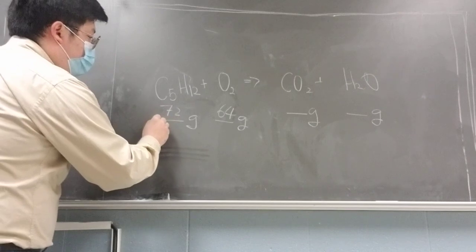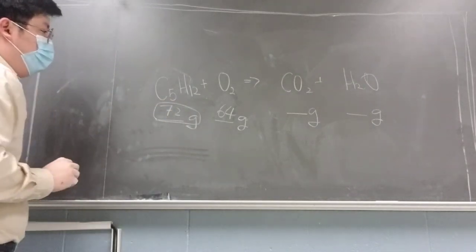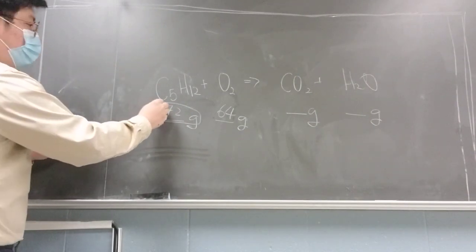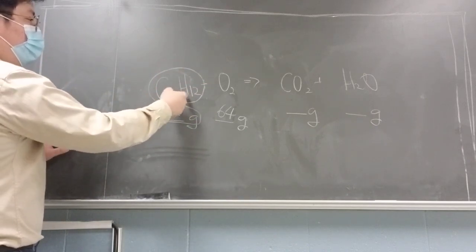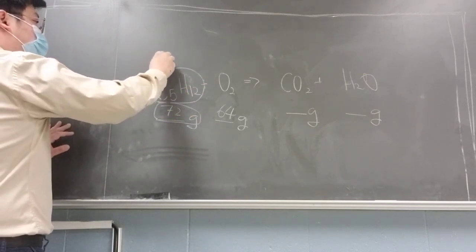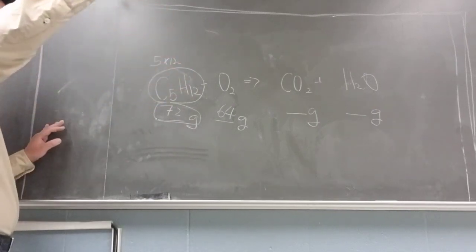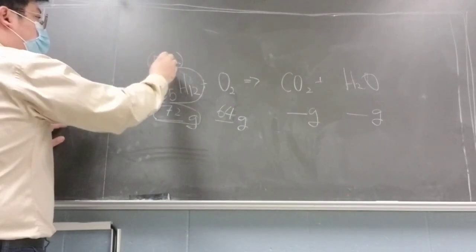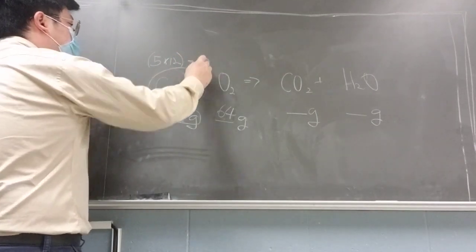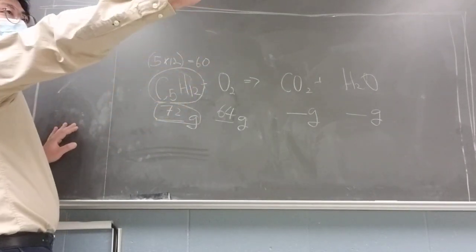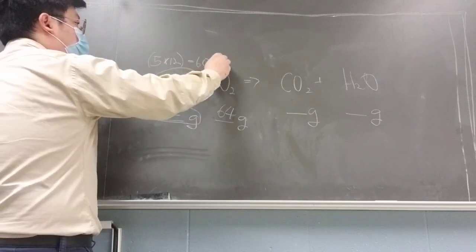So you have 72 grams of this here. We try to get the molecular weight of this one real quick, which has 5 carbons in one molecule. So 5 times 12. It's right under the carbon. Carbon is 12, so 12 times 5 is 60. And you have hydrogen, which is about 1, so 1 times 12 is 12.